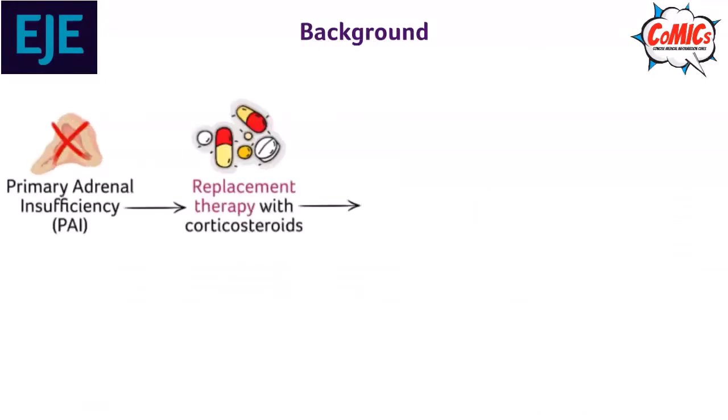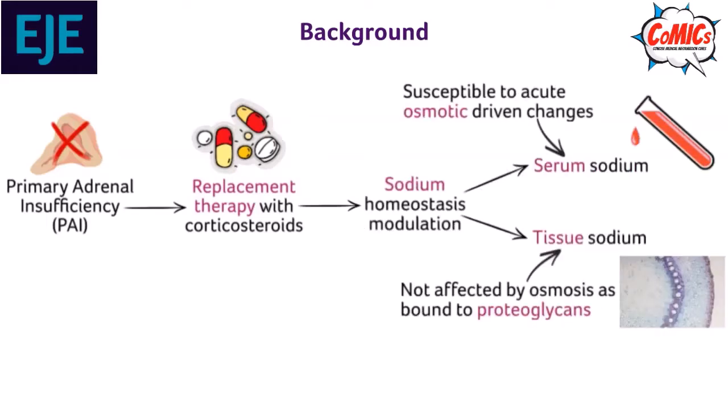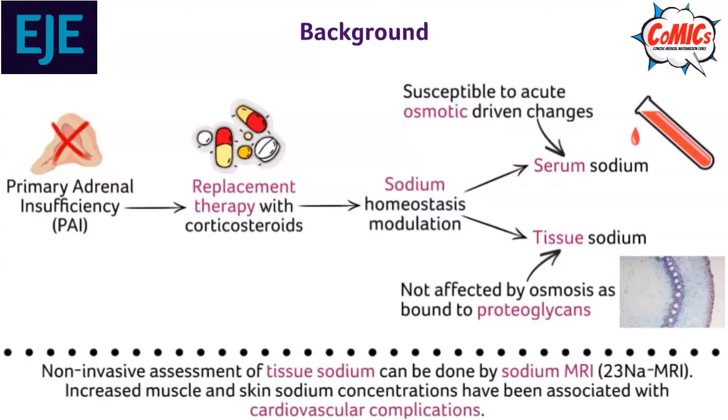PAI patients receive corticosteroids as replacement therapy. These help modulate sodium homeostasis, which includes serum sodium, which is affected by osmotic changes, and tissue sodium, which is not. Therefore, the efficacy of replacement therapy in these patients can be determined by measuring tissue sodium via sodium MRI. This is important as raised tissue sodium has been associated with cardiovascular complications.